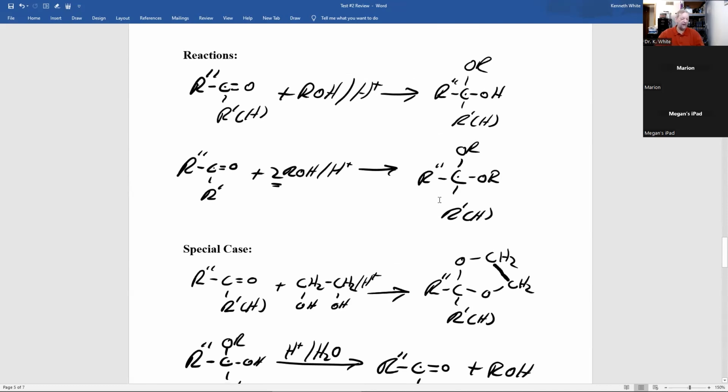If you take an aldehyde or ketone and react it now with 2 moles of an alcohol and acid catalyst, what's attached to the carbonyl carbon is still there, R prime or H and R double prime, and you get an acetal, 2 OR groups.